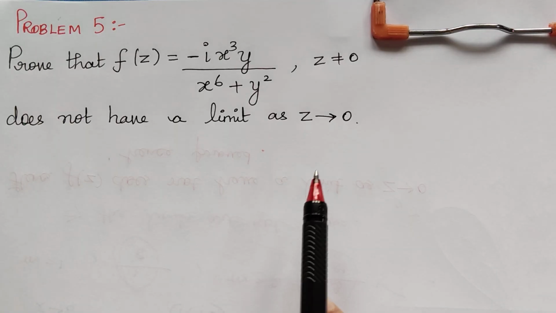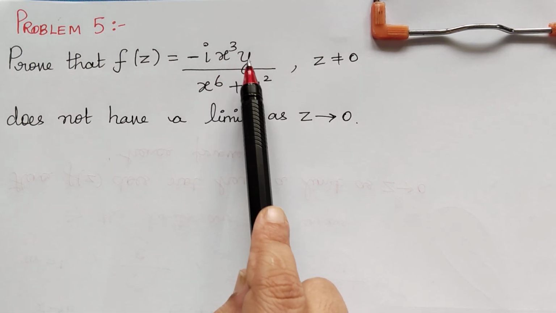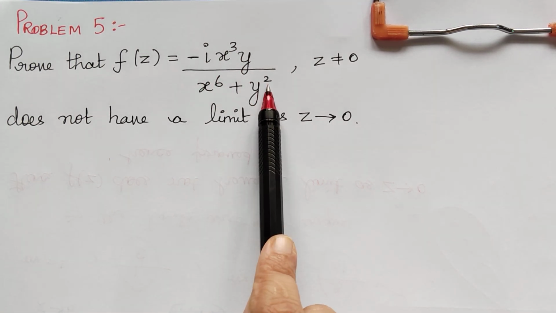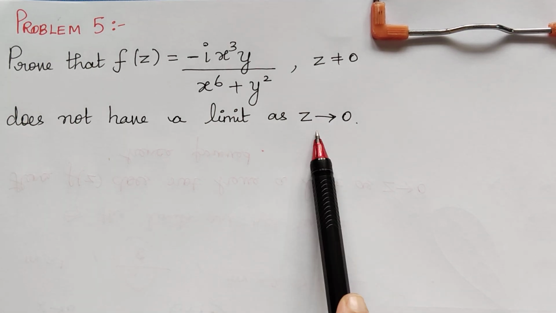Now here we have the last problem of this session. Prove that f of z equals minus i x cube y by x power 6 plus y square, for z not equal to 0, does not have a limit as z tends to 0.